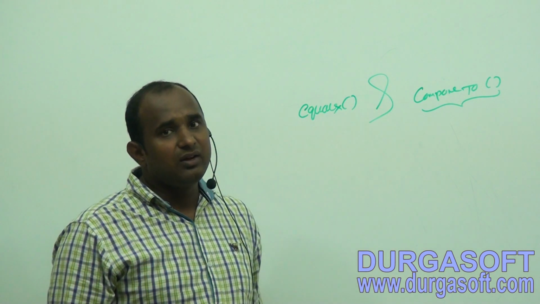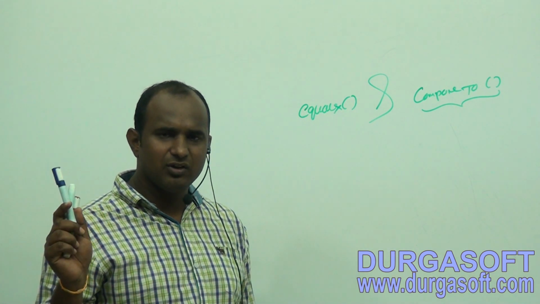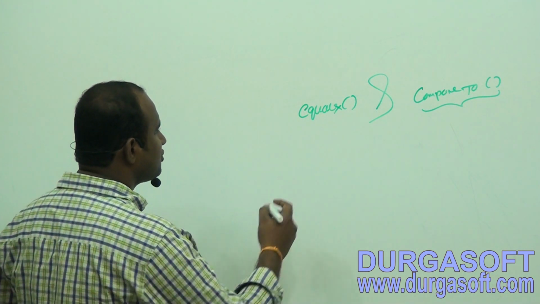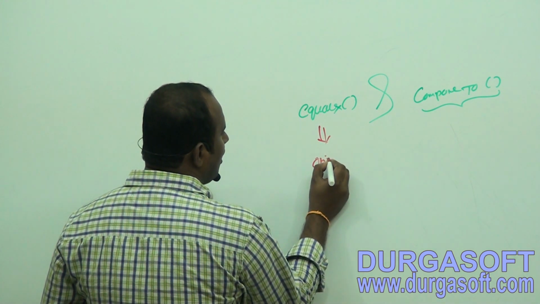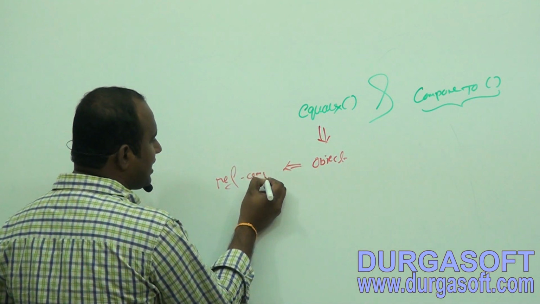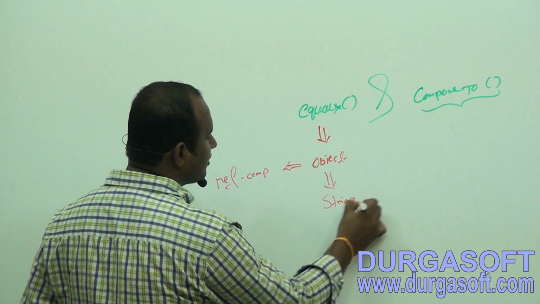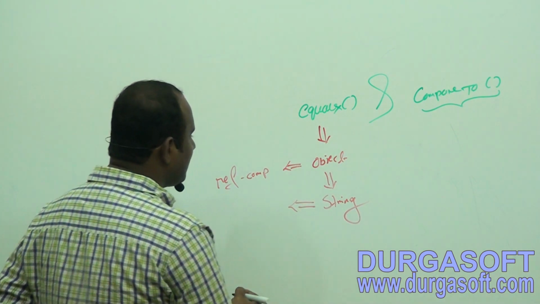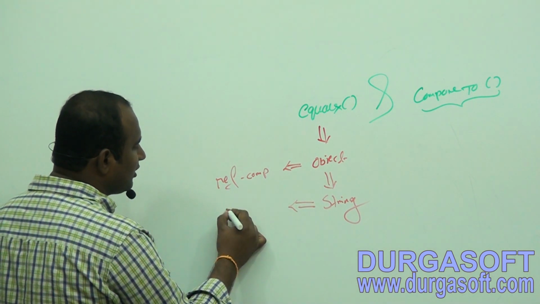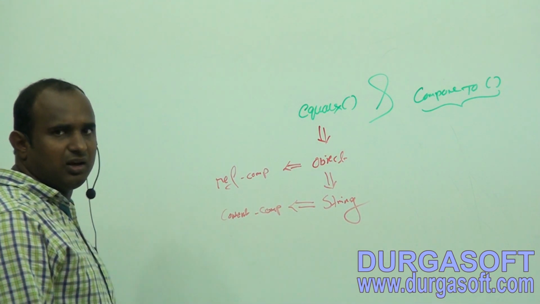Just now I completed the equals method. The equals method is present in the Object class, and the Object class equals method does reference comparison. But the String class overrides the equals method. The String class equals method does content comparison. Whatever the content is, it compares the content, not the reference variable.